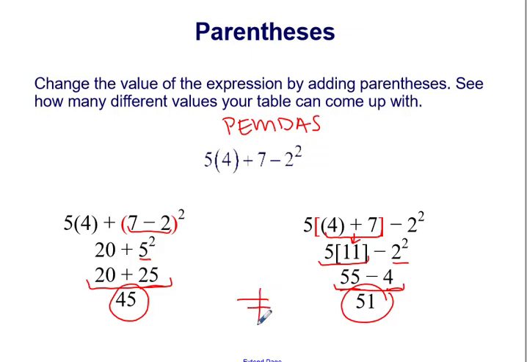So these are just 2 examples that maybe someone at your table or you came up with, but it shows again the idea that if you add parentheses, it's going to change the value of the expression.